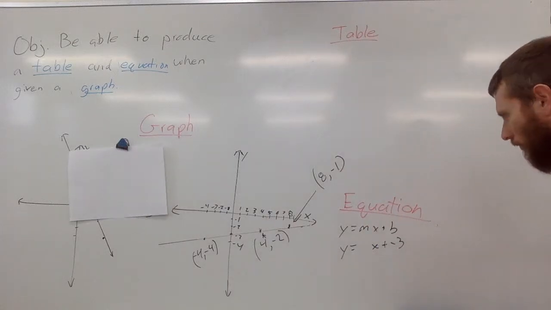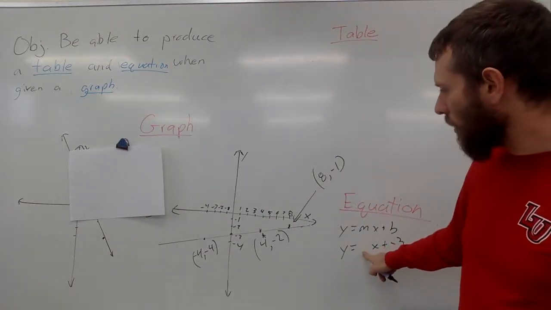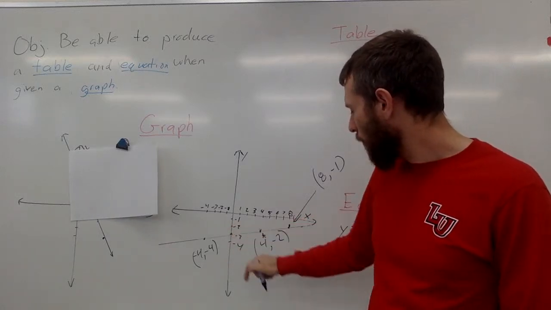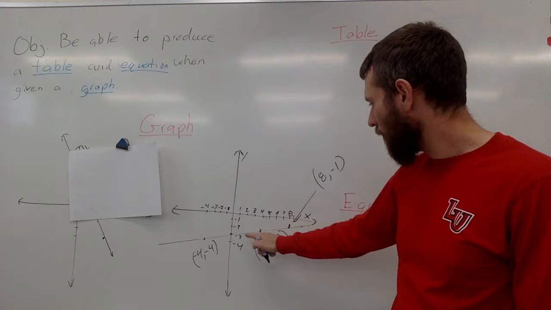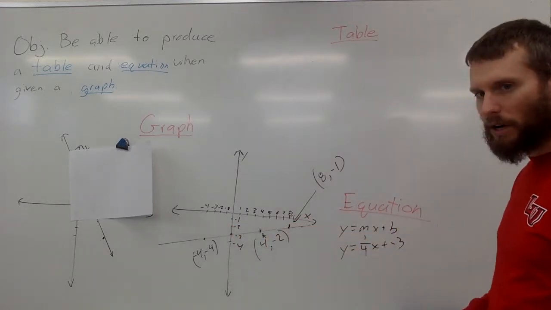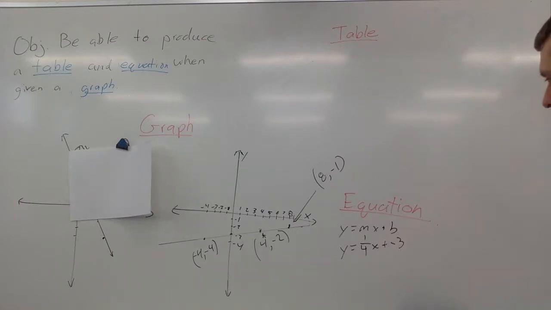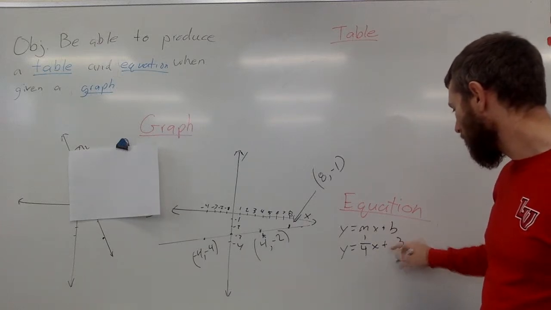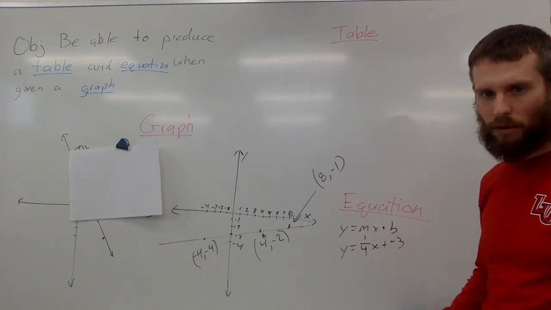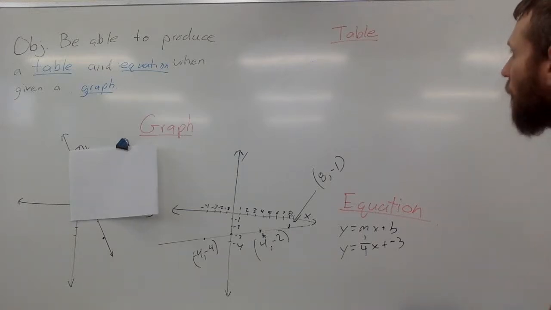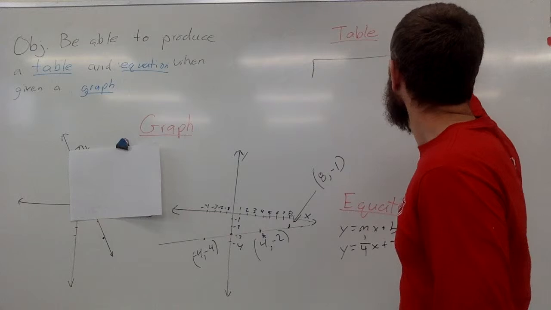To find my slope, I'm going to start at one point and go to the other point. I'm going to go up 1, which is positive, and right 4, which is also positive. My slope should be 1/4. So y equals 1/4 x plus negative 3, or if you wanted to say y equals 1/4 x minus 3, that would be perfectly acceptable as well.